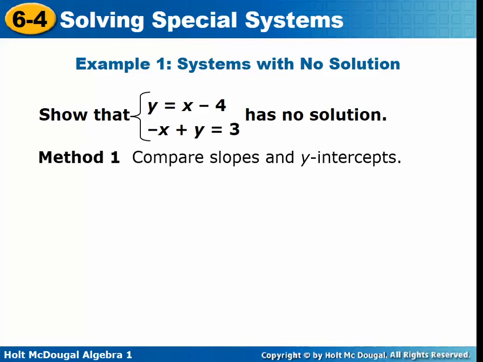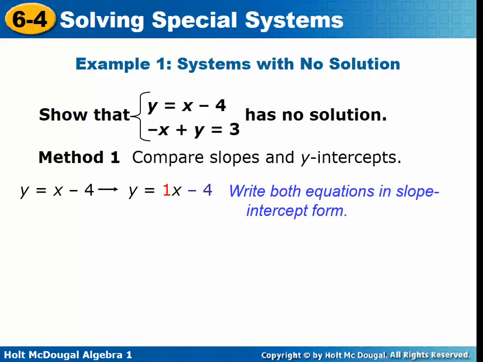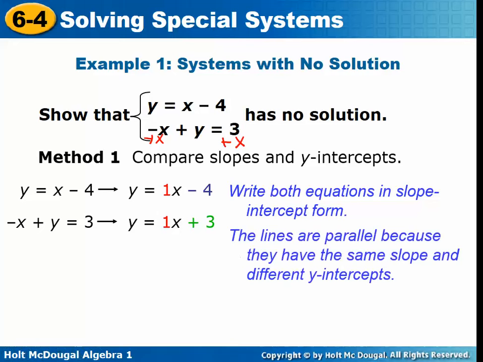Now, they tell us that it's going to have no solution, but how do we show that? First method is to compare the slopes and y-intercepts, but we can't do that unless it's written in y equals mx plus b form. So the first equation is already y equals 1x minus 4. We just need to put a 1 there. The second equation, though, we need to solve that for y. So I would have to add x to both sides, and then I would have y equals x, or 1x plus 3. Now that they are both written in slope-intercept form, we can compare the slopes.